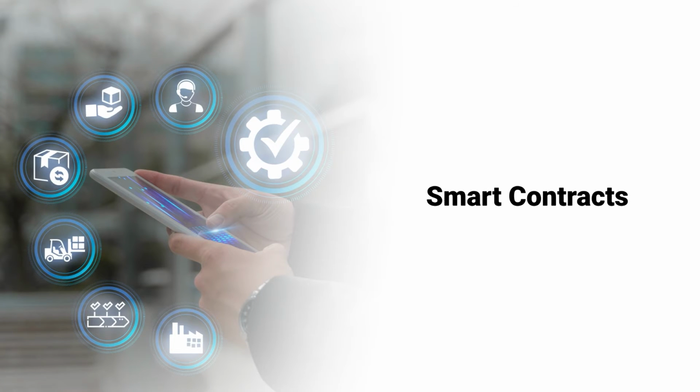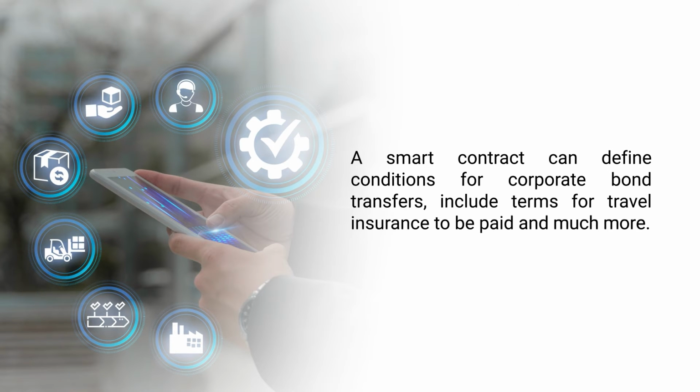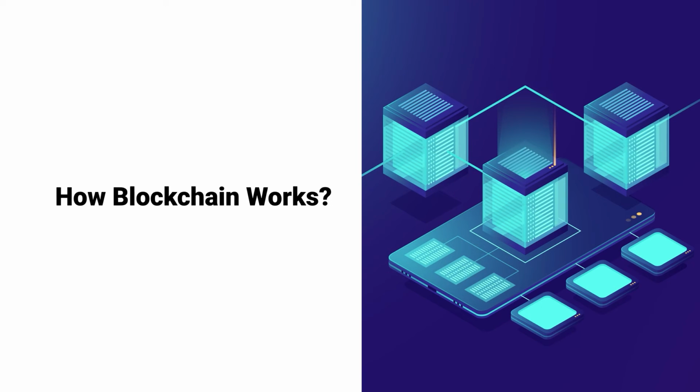So most of them use smart contracts using blockchain technology. To speed the transactions, a set of rules called a smart contract is stored on the blockchain and executed automatically. A smart contract can define conditions for corporate bond transfers, include terms for travel insurance to be paid and much more. So we have listened about the various key components. Let us see how this blockchain works.